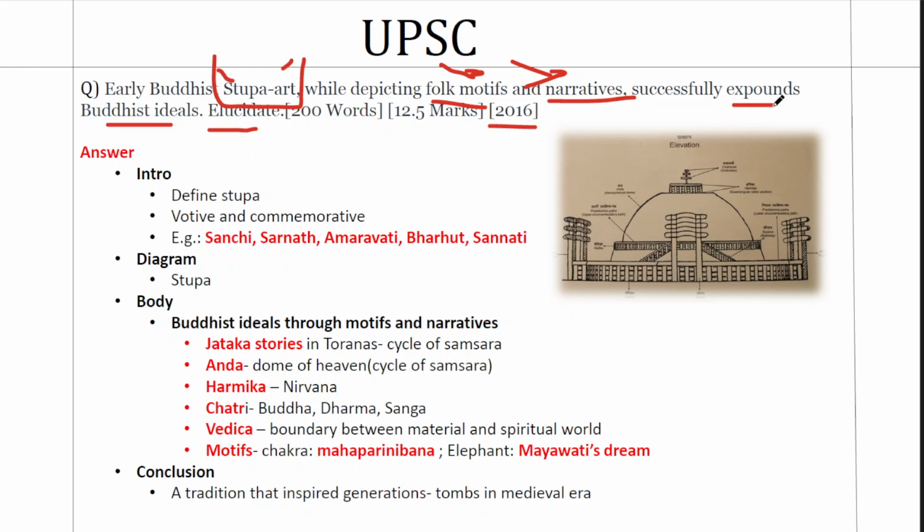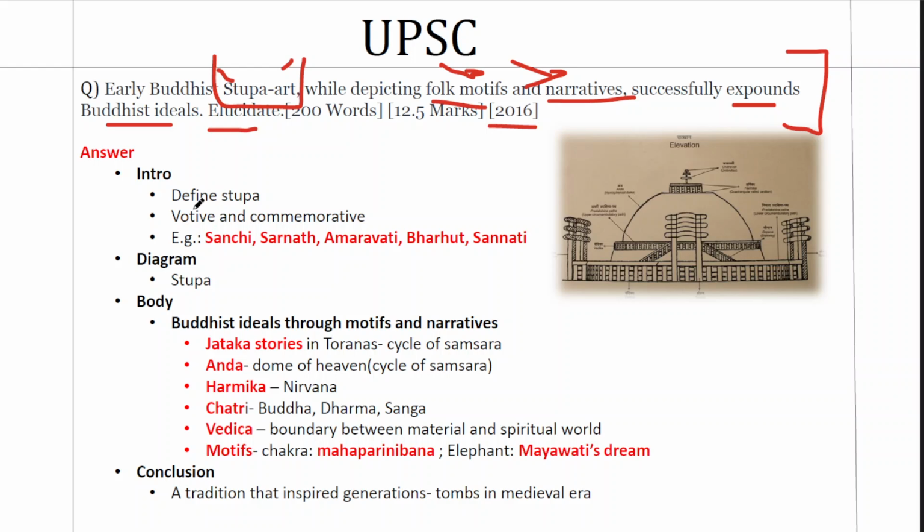Expounds means to explain theoretically. So, how do folk motifs and narratives explain Buddhist ideals? Here you have to know what Buddhist ideals are as well. So it's about stupa art, the ideals of Buddhism, and the folk motifs and narratives related to it. It's not a narrow question with respect to art or architecture. It's a very broad question covering a holistic dimension about Buddhism in general.